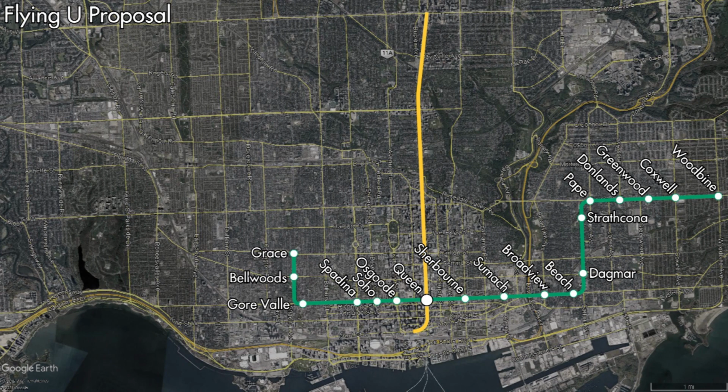From here, the line would then turn north, making its next stop at Dundas Street and a stop named Bellwoods. The line would then continue north, making its next stop at College Street, with this station being named Grace. From here, the line would continue north to Bloor Street, making a stop at Christie, and then continue west to Keele Street with stops at Ossington, Dufferin, Lansdowne, Vincent, and Keele.